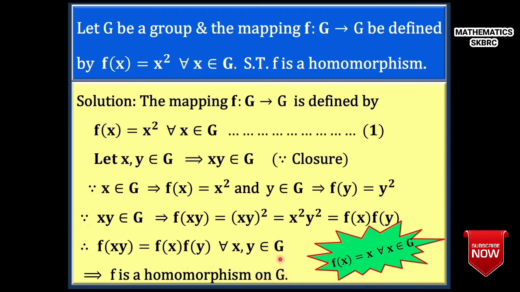This is also an example for an epimorphism. A homomorphism is itself an epimorphism if domain is equal to codomain. Here, domain is equal to G, codomain is equal to G, hence completed.